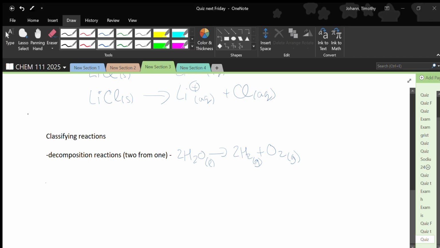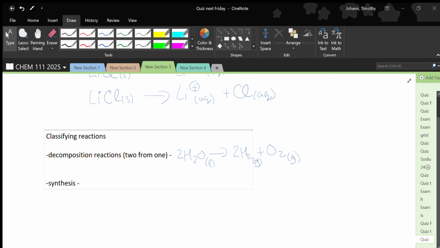All right, we also have synthesis. So we're making something now as opposed to breaking something down. So synthesis would be 1 from 2. 1 or more from 2, but we'll leave it at 1 from 2 for our purposes. And so an example of this is I could do the reverse reaction there, right? I could take oxygen and hydrogen and put them together to make water. That's my space shuttle reaction I keep bringing up.